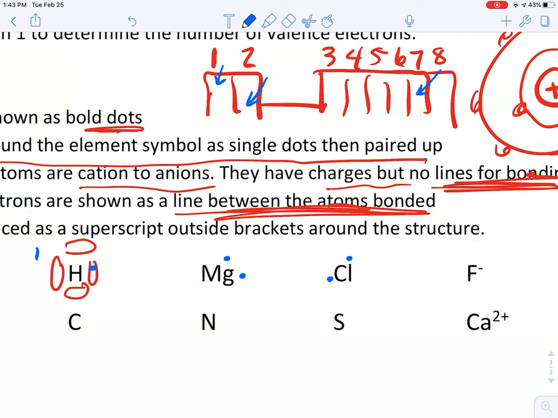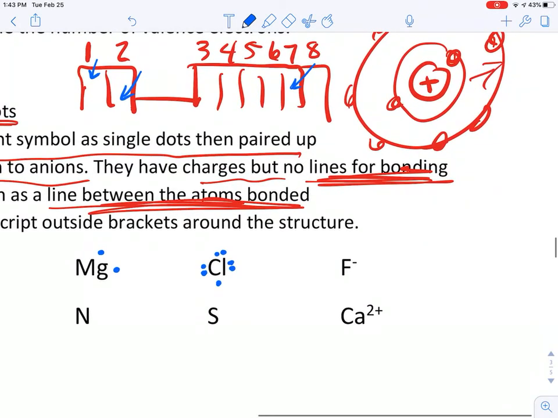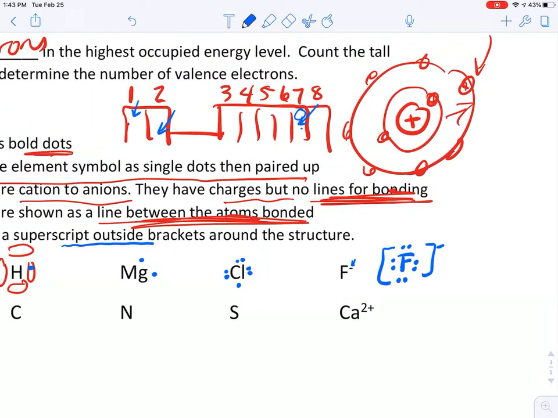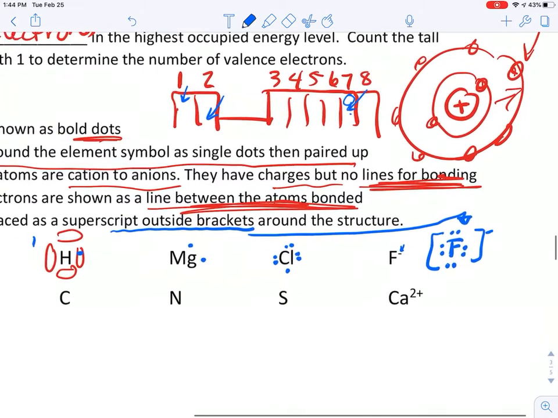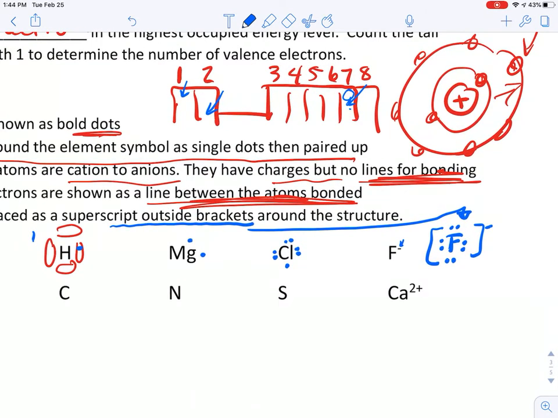And then my chlorine, he is right here. So he has 1, 2, 3, 4, 5, 6, 7. Now my fluorine, he's also in this category. He's up here, but he has the negative. So he's F. 1, 2, 3, 4, 5, 6, 7, 8. Give him brackets and his charge. That's what it was talking about right here, about a superscript outside of the brackets around the structure. And you may want to pause it and practice the last ones on your own.